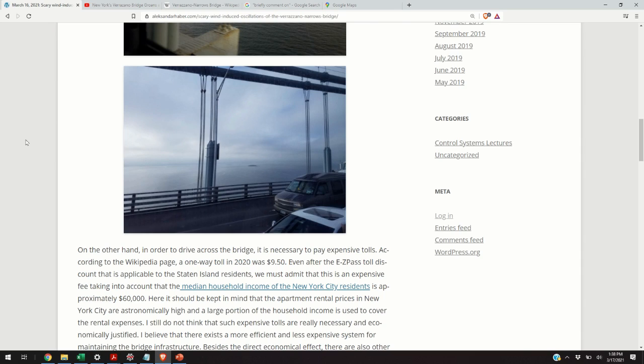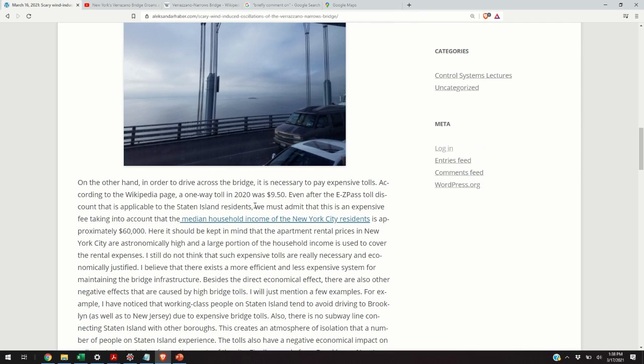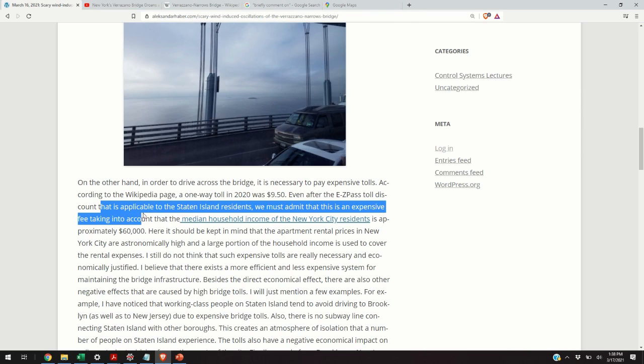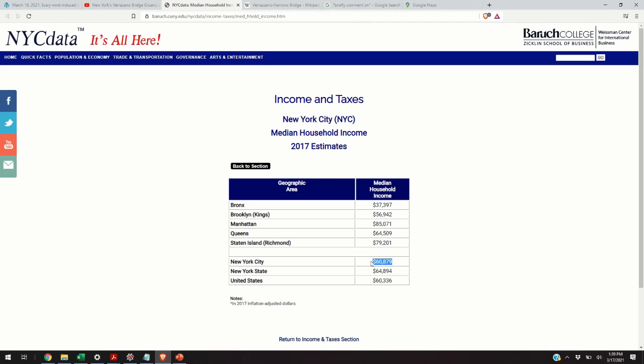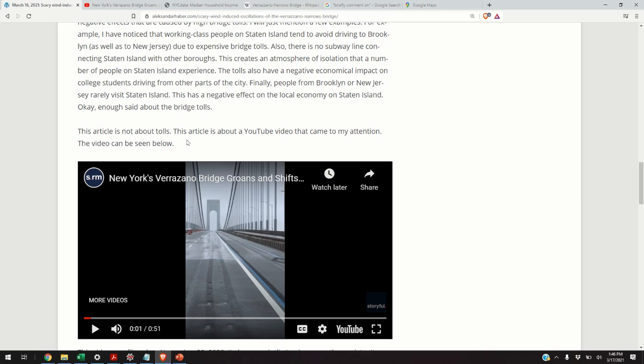However, there are some things that I don't like about this bridge. First of all, in order to drive across the bridge, it is necessary to pay expensive tolls. According to the Wikipedia page, a one-way toll in 2020 was $9.50. And even after the Easy Pass toll discount that is applicable to the Staten Island residents, we must admit that this is an expensive fee, taking into account that the median household income of the New York City residents is, as you can see over here, around $60,000. So this article is not about tolls, and I will stop complaining about the living expenses in New York City.